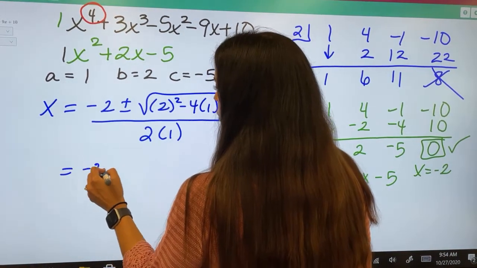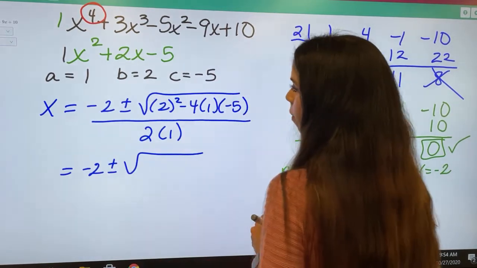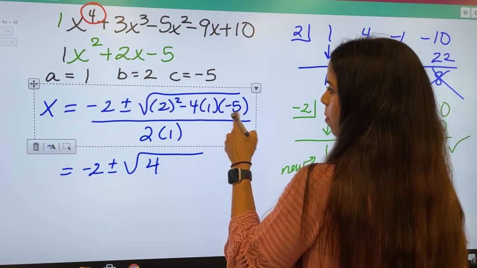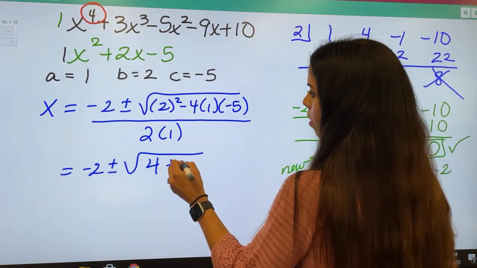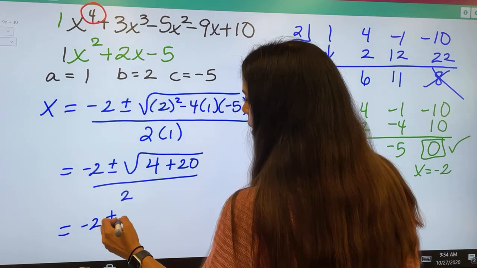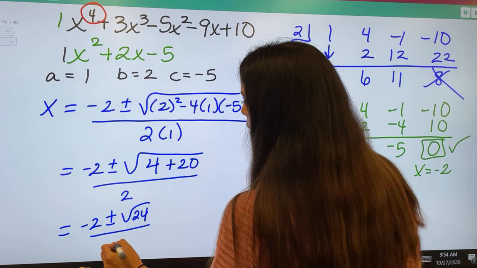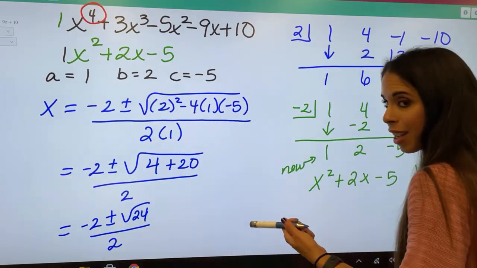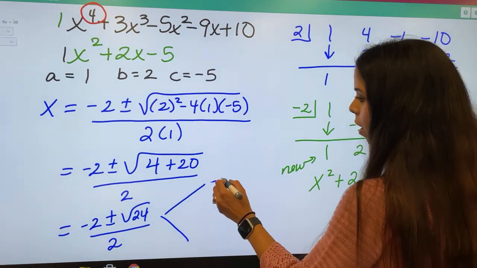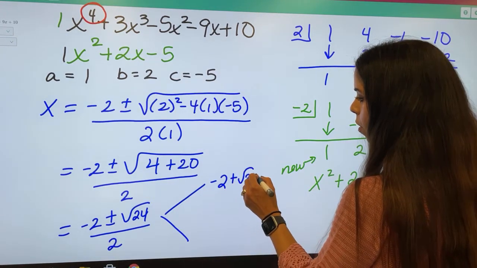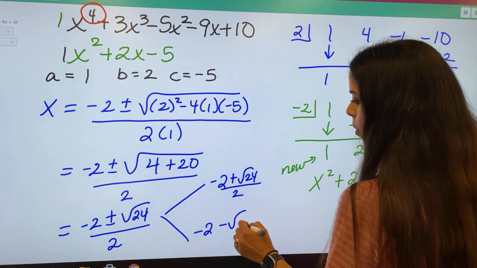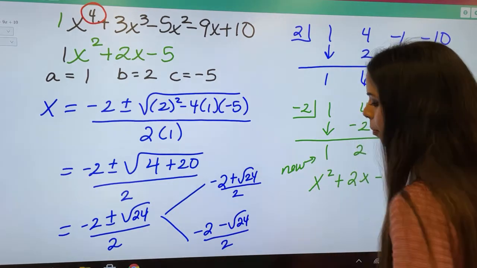All right, so now let's simplify this out. We have a -2 plus or minus square root of 2 squared is a 4. We have -4 times 1 times -5, that's a +20. So this becomes -2 plus or minus the square root of 24 all over 2. All right, so remember, we're going to get a decimal, so no need to simplify the radical. We have two solutions here, -2 plus the square root of 24 divided by 2, and -2 minus the square root of 24 divided by 2.